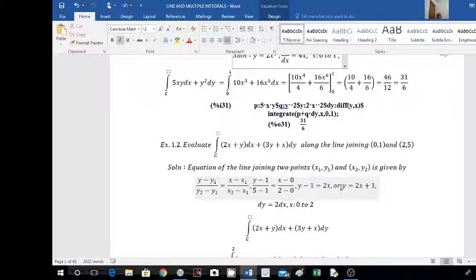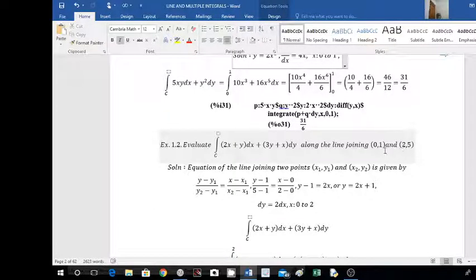Along this curve we have to integrate, and it is better to convert y in terms of x and dy in terms of dx. What is my dy here? dy is equal to 2 into dx. Okay, dy equal to 2 dx. So I have converted everything in terms of x. Therefore I have to take the limits of x, where the limits of x range from 0 to 2.